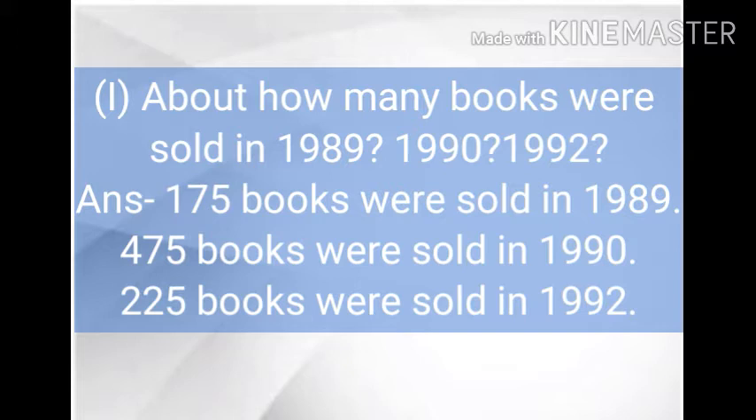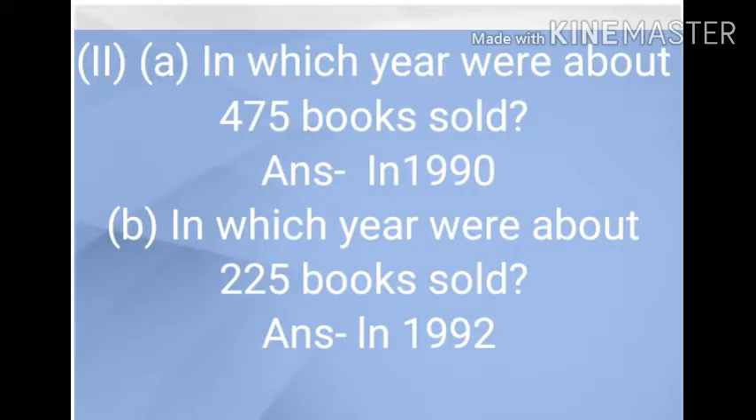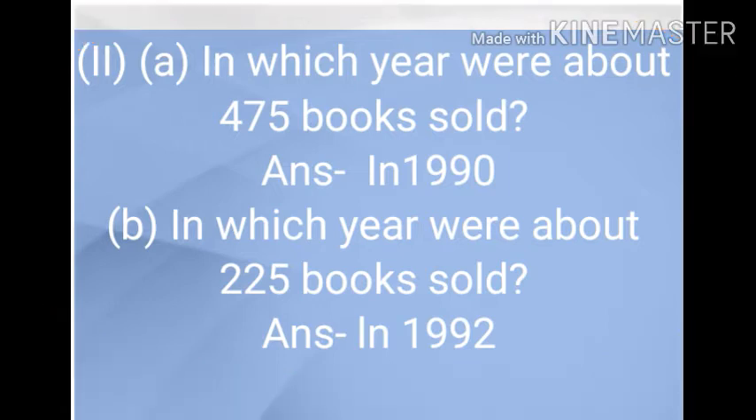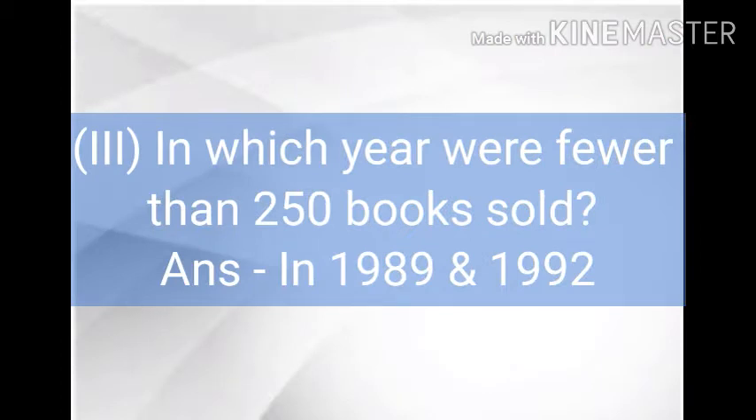Okay. Now, second, in which year were about 475 books sold and about 225 books sold? So, from the graph, it can be concluded that 475 books were sold in the year 1990 and 225 books were sold in the year 1992. Okay? Now, third, in which year were fewer than 250 books sold? Answer is in 1989 and 1992.